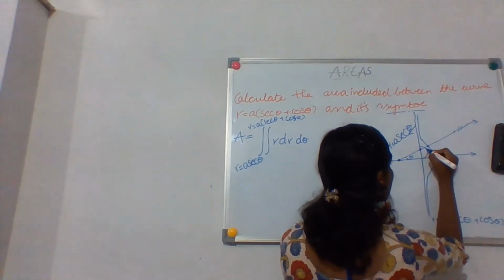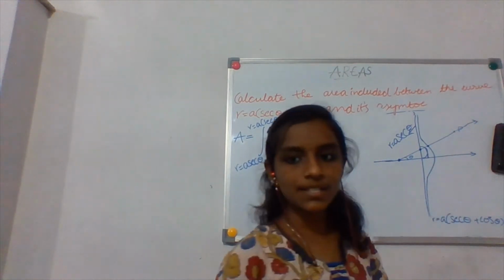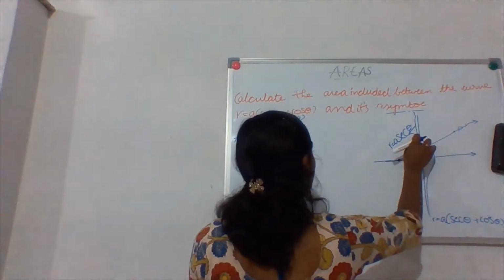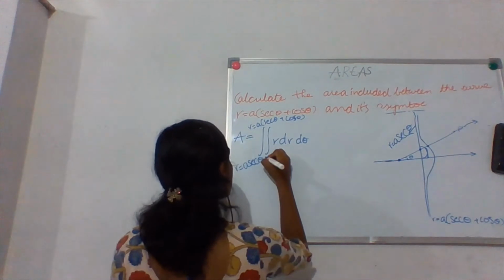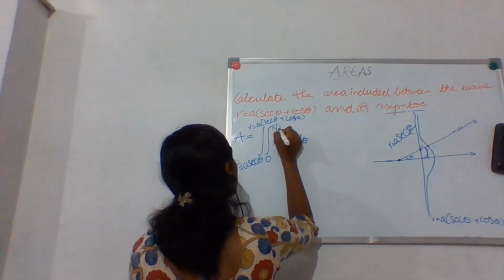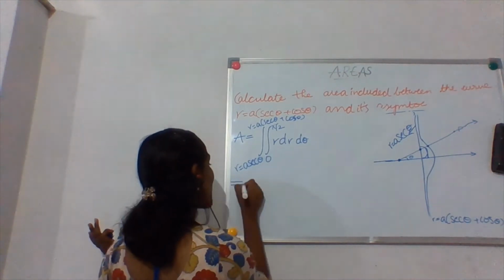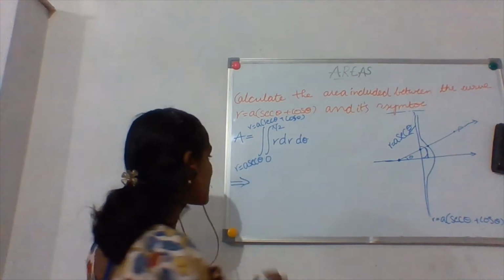Yes. So what is this angle? 90 degrees. Am I right? That angle is 90 degrees. So theta is from 0 to pi by 2. Okay, now you have to solve this problem as ever. Okay, you have to solve it as ever.